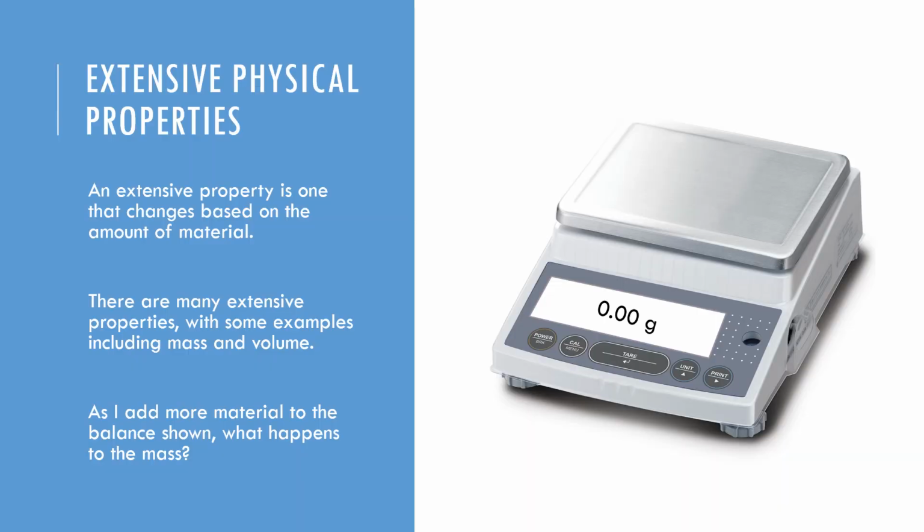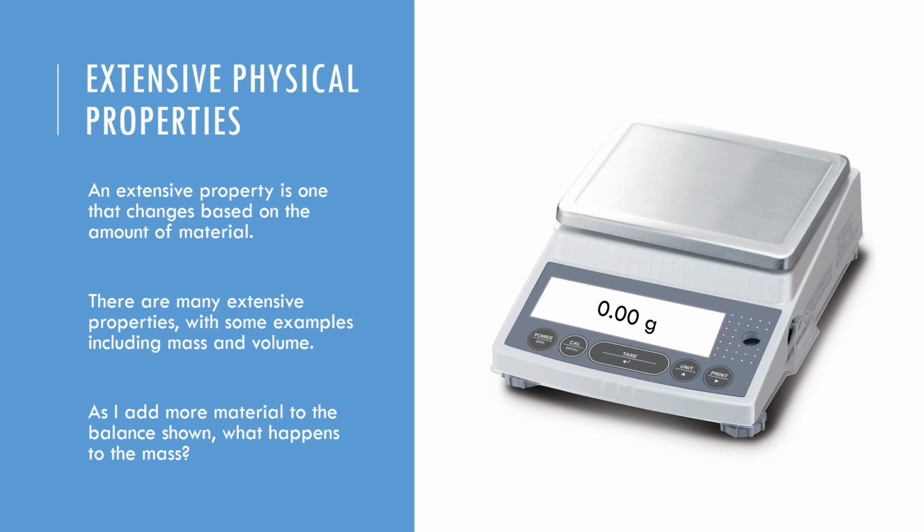The first type of physical property that we'll talk about are extensive physical properties. So as I said at the start of this video, there's two categorizations for physical properties: extensive physical properties and intensive physical properties. An extensive physical property is one that changes based on the amount of the material. There are many extensive properties, but two that we will use in high school chemistry are mass and volume. So I have a picture of a balance here, and we can see that right now there's no material on it and it says 0 grams.